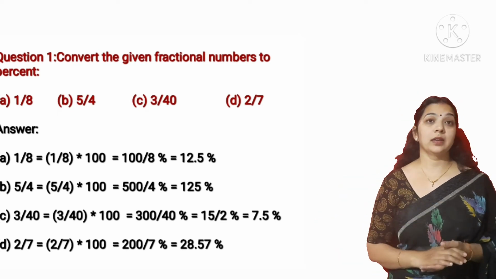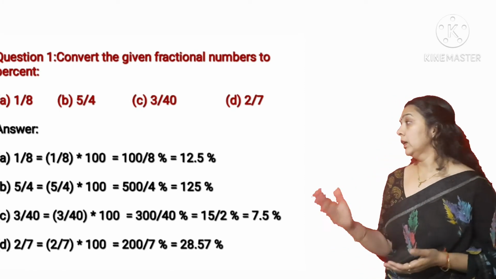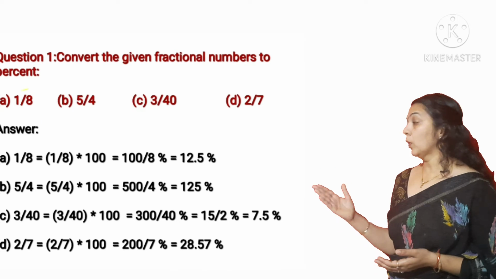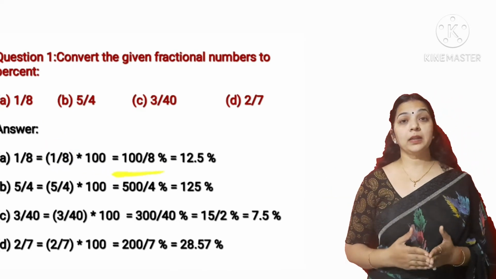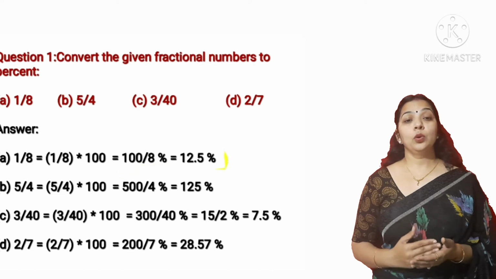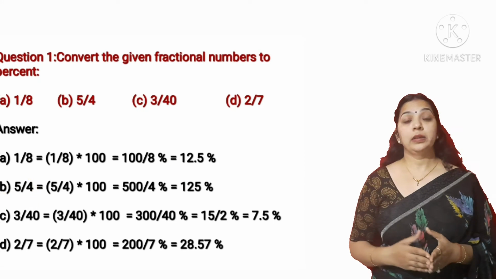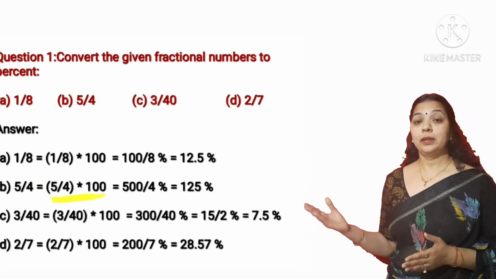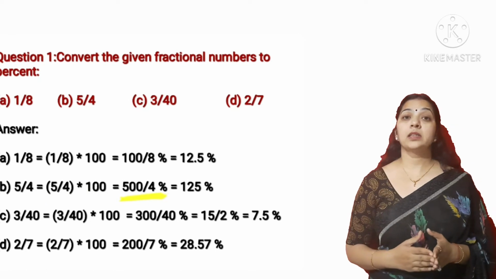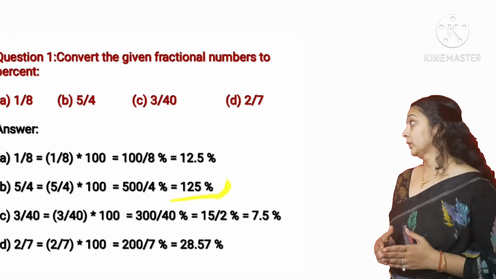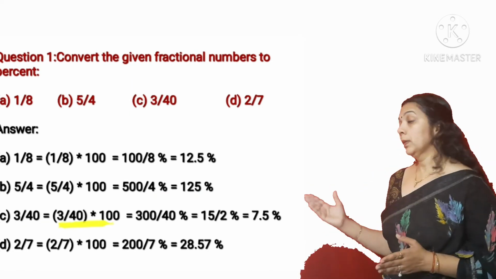Now the first part is 1 upon 8. When we multiply 1 upon 8 with 100, it would be 100 upon 8. That means 12.5%. The second part is 5 upon 4. So we have to multiply 5 upon 4 into 100. So it would be 500 upon 4. That means 125%. Now the next part is 3 by 40. So we will multiply it by 100 and it would result in 15 by 2%.